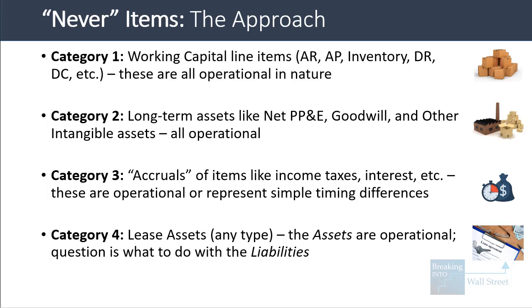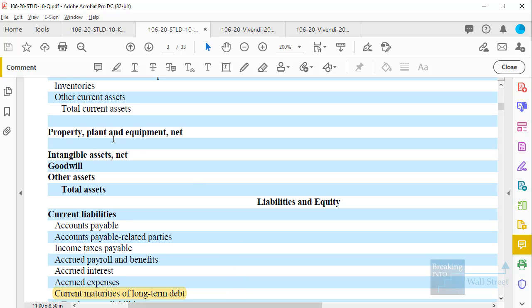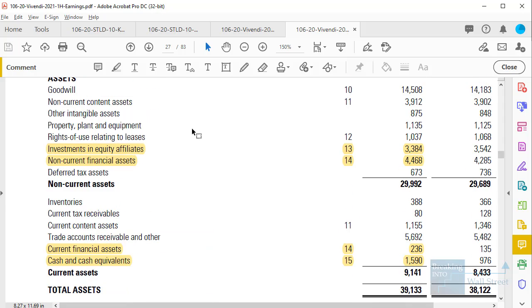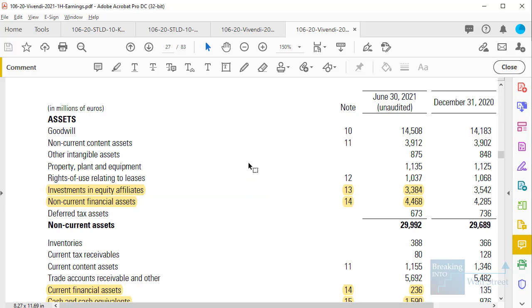Category number 4, lease assets. The assets here are always operational regardless of the lease type. The question is what to do with the liabilities. And frankly, they're so small for Steel Dynamics that the company doesn't even list lease assets separately. Vivendi does list these separately. They have right of use relating to leases here, but these are always considered operational and core to the business. If the company does not lease buildings or equipment, it cannot produce media content and then monetize that content. So it has to be part of the company's core business.